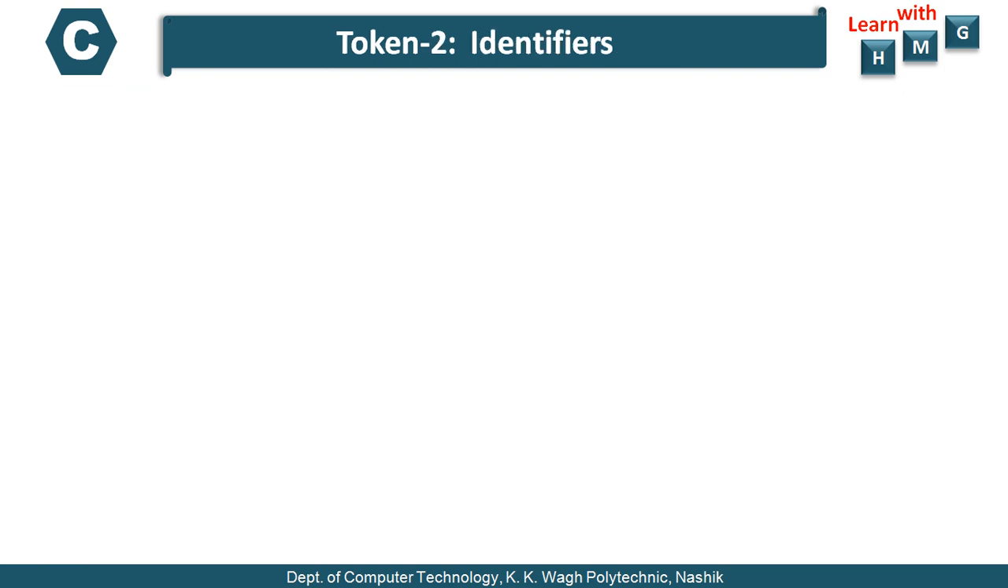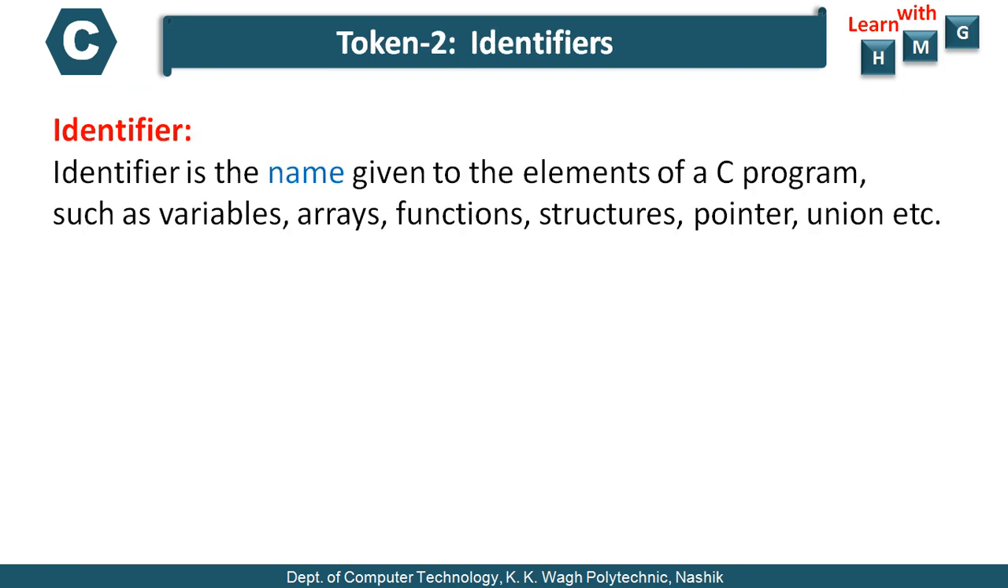Then the identifiers. An identifier is a name given to an element of a C program, such as a variable, array, function, structure, pointer, etc. Whenever you are writing a C program, you will come across variables, arrays, functions, structures, pointers, unions, etc. These are the entities you will use in your C program, and these entities are identified with a certain name, and that name is the identifier, which acts as the identification for the variable, array, function, structure, pointer or union.